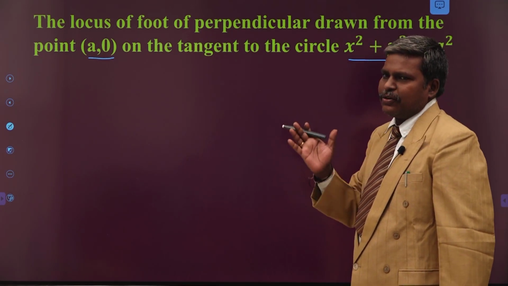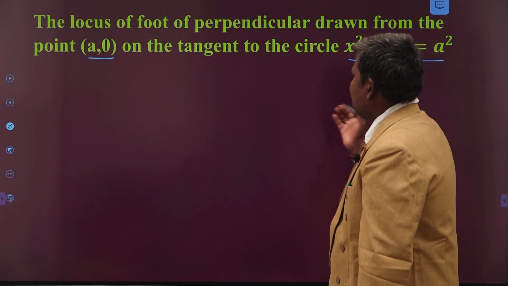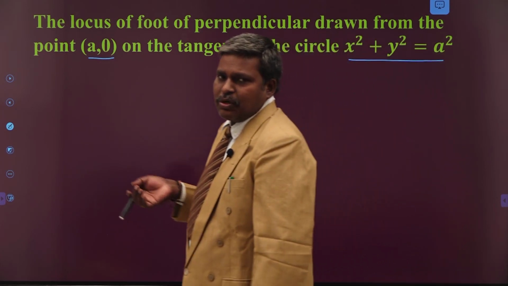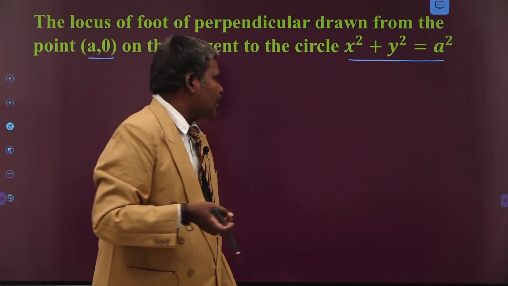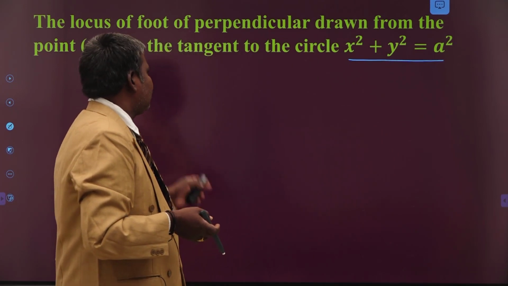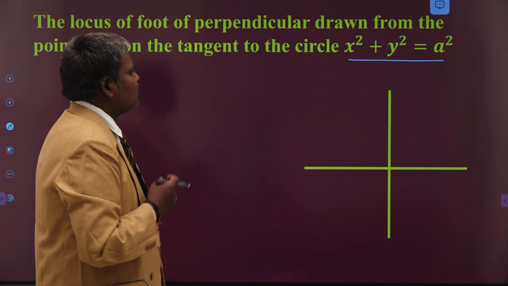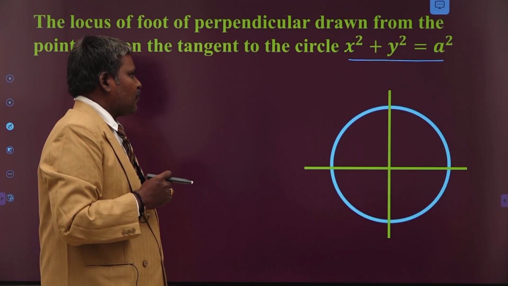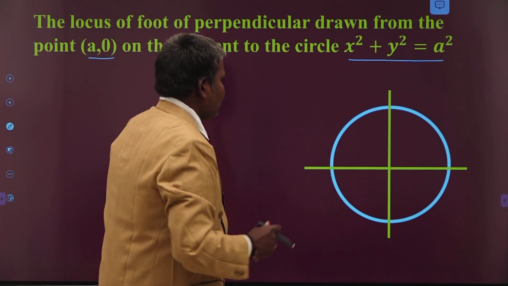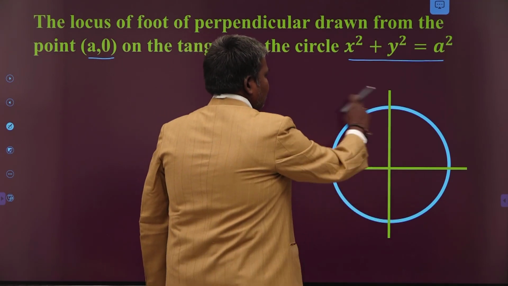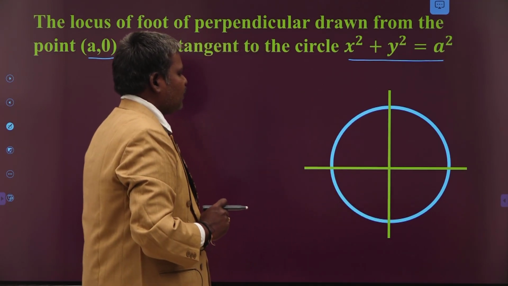We get so many feet. You have to collect all those feet. We get some locus, that is what you are going to find out here. Let us try the corresponding diagram to this problem. These are the coordinate axes. Center is origin. This is my circle equation: x square plus y square equal to a square. It's the corresponding diagram.